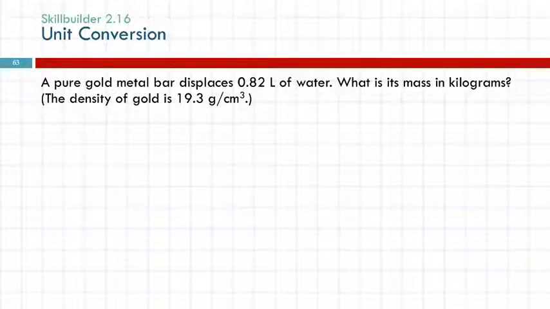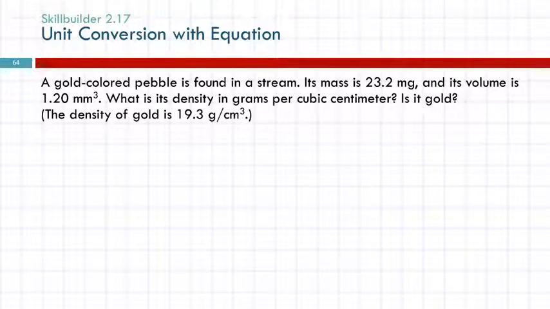I did that one in the morning lab, so I'm going to do this one. If you want to see that other one, you can watch their video. A gold-colored pebble is found in a stream. Its mass is 23.2 milligrams, and its volume is 1.20 cubic millimeters. What is its density in grams per cubic centimeter? Is it gold? And then they give us the density of gold.